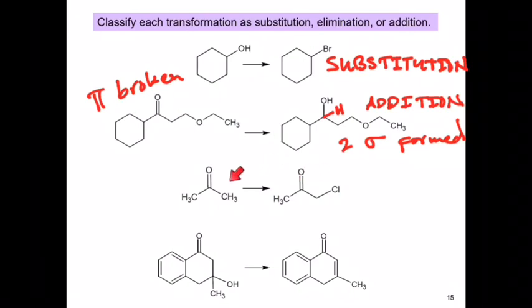And for the third chemical reaction equation here, we have a carbon to hydrogen sigma bond and a carbon to chlorine sigma bond. So that means that the carbon to hydrogen sigma bond was broken and then the carbon to chlorine bond was formed. So this is a simple example of substitution reaction.